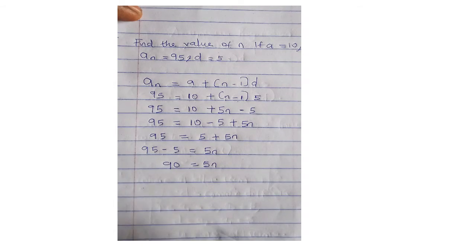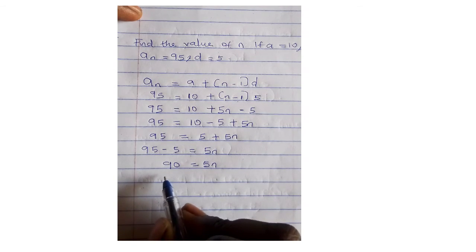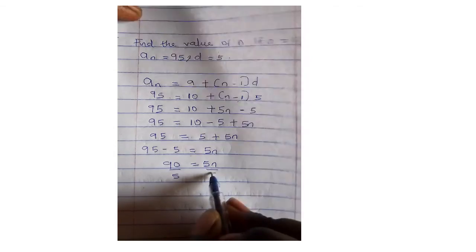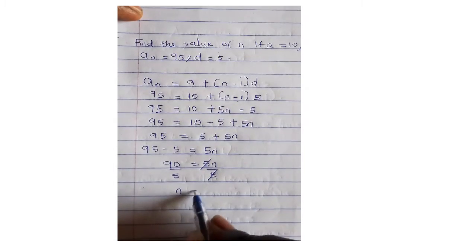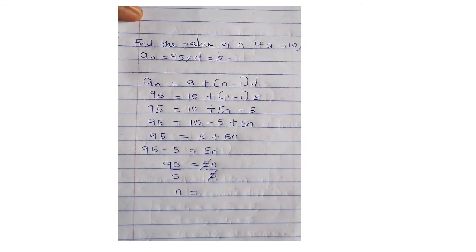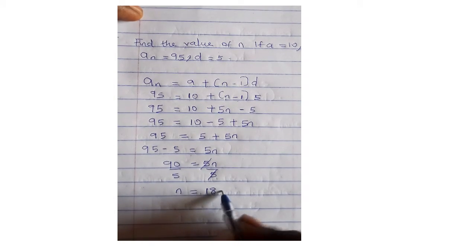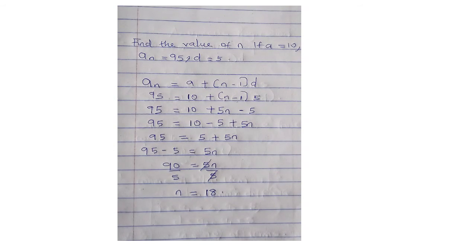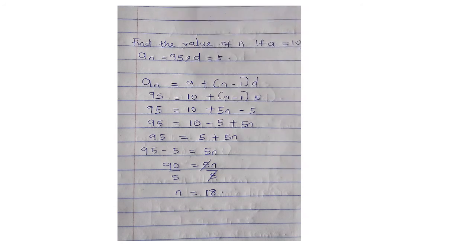So making n the subject, we divide both sides by 5. So this is going to go out, so we have n is equal to 90 divided by 5, we're going to have 18. It's as easy as this. Now we have solved for the value of n. So therefore the value of n is given as 18. We're going to go and take another example, right?